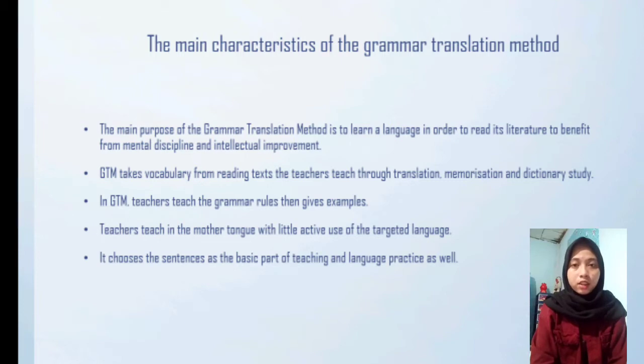The main characteristics of the grammar translation method. The main purpose of the grammar translation method is to learn a language in order to read its literature and to benefit from mental discipline and intellectual improvement. Grammar translation method takes vocabulary from reading texts. The teacher teaches translation, memorization, and dictionary study. In the grammar translation method, the teacher teaches the grammar rules, then gives examples. Teachers teach in the mother tongue with little active use of the target language. It chooses the sentence as the basic part of teaching and language practice as well.